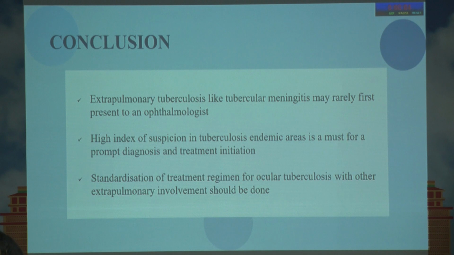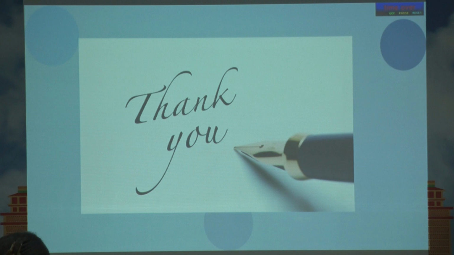So coming to conclusion, extrapulmonary tuberculosis like tubercular meningitis may rarely present first to an ophthalmologist. High index of suspicion in tuberculosis endemic areas is a must for prompt diagnosis, and standardization of treatment along with extrapulmonary involvement should be done. These are my references. Thank you.